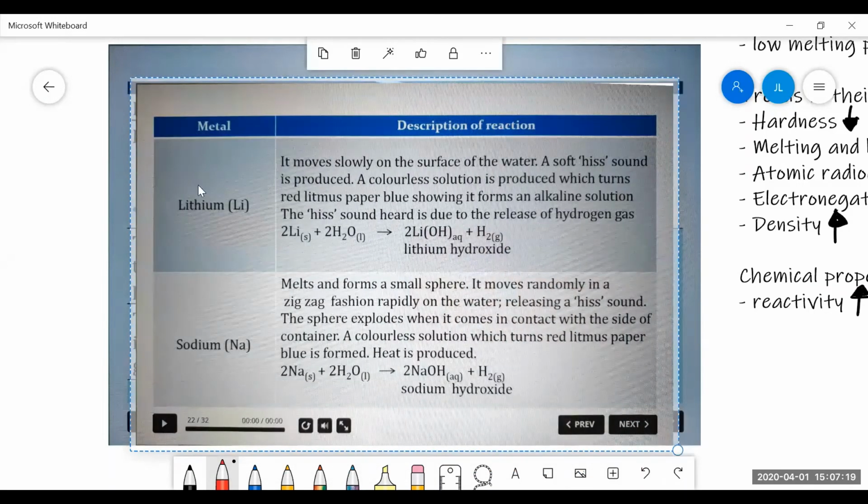Okay, so for lithium, it moves slowly on the surface of water. A soft hiss sound is produced, and a colorless solution is produced, which turns red litmus paper blue, showing it forms an alkaline solution. The hiss heard is due to the release of hydrogen gas. So this thing is very important. It will come out in an exam. I will not go through every element, so it is for you to go back and study. Okay, understand?